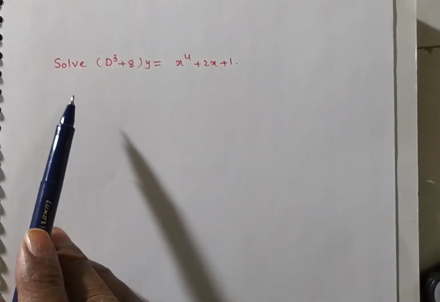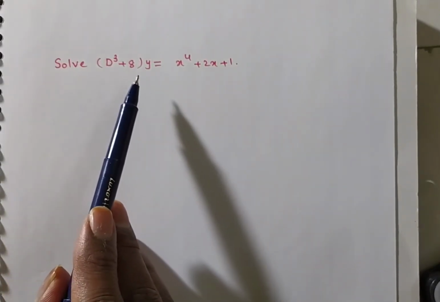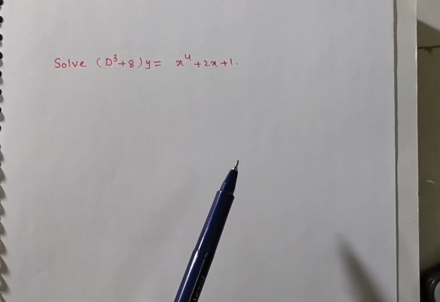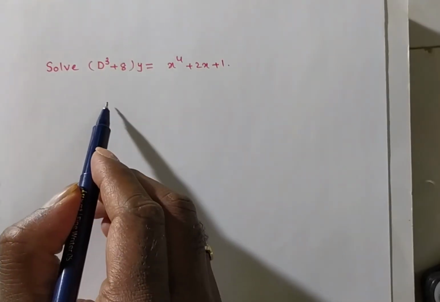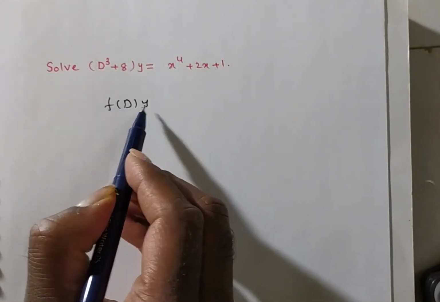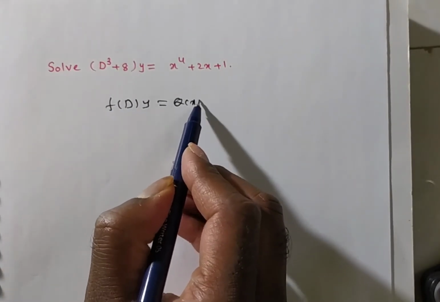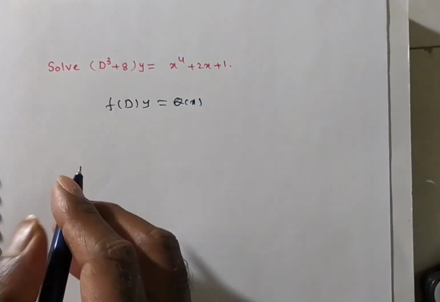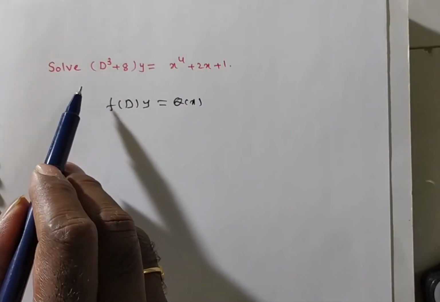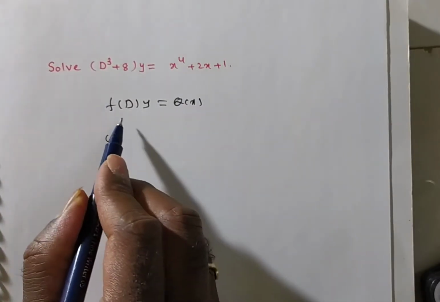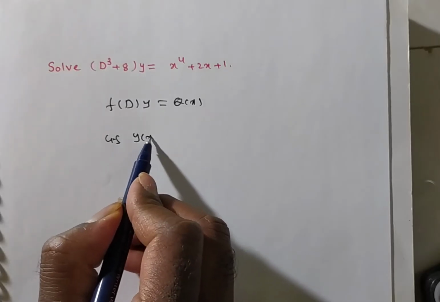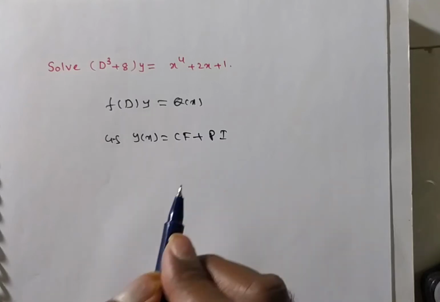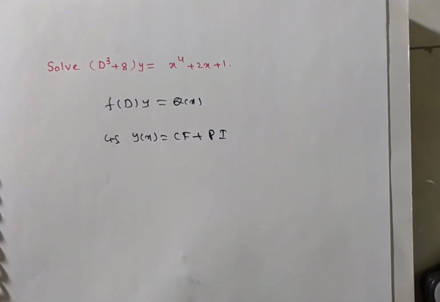The given problem is to solve (D³ + 8)y = x⁴ + 2x + 1. Here you observe this is in the form of f(D)y = Q(x), where Q(x) is a polynomial in terms of x, right? So first, the general solution of f(D)y = Q(x) is y(x) = complementary function plus particular integral. Yes or no? Complementary function plus particular integral.